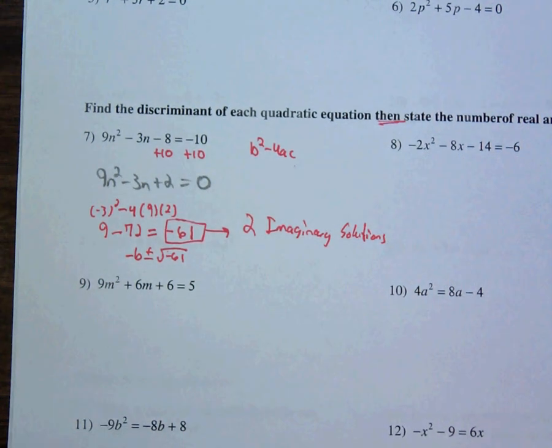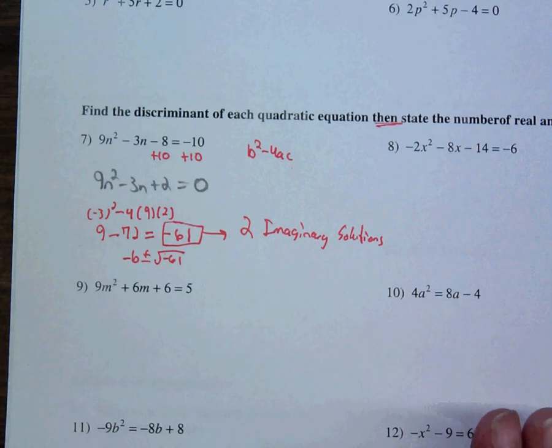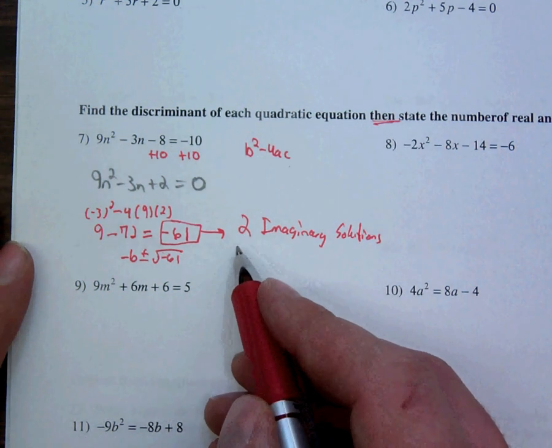I actually don't love this wording. I consider these complex solutions, but we'll call them imaginary here because that's what the directions say to do. You can't actually get just one imaginary solution.